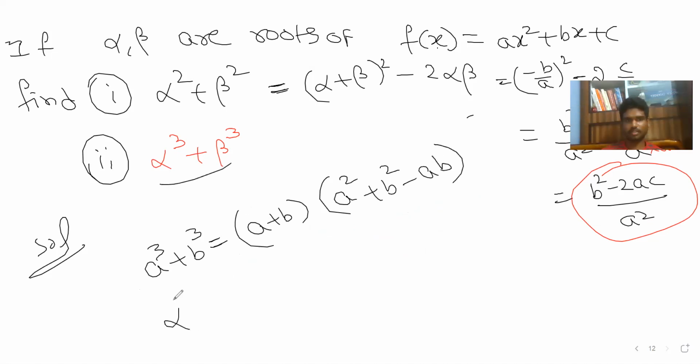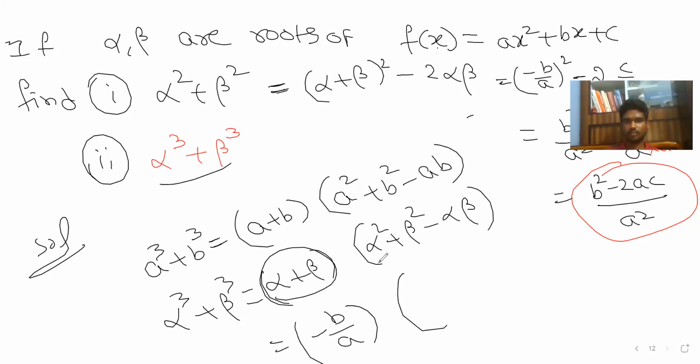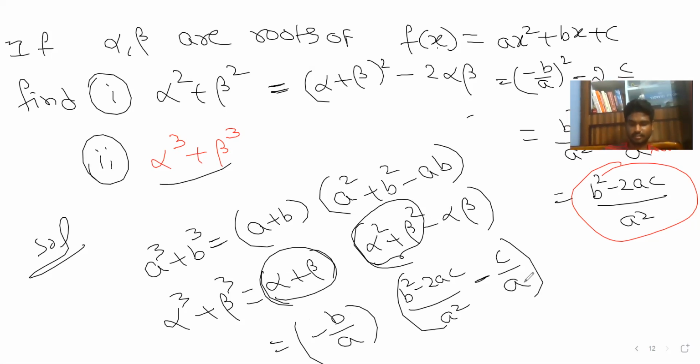Now this is of the form alpha cube plus beta cube. So alpha plus beta, we know that formula, into alpha square plus beta square minus alpha beta. Alpha plus beta is minus b by a. You know alpha square plus beta square, we just calculated that: b square minus 2ac by a square. Minus alpha beta is c by a. You will simplify this. That's it, so simple. You have to know the formulas also.